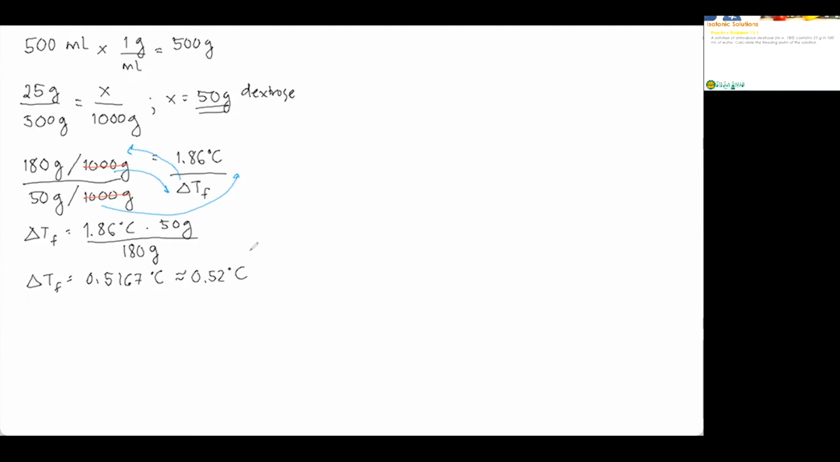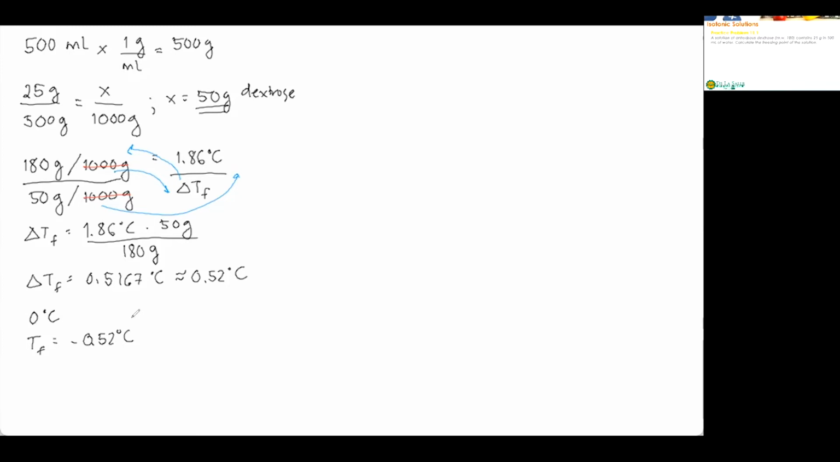Now, the freezing point of water is 0 degrees Celsius. Taking that into account, we can then determine that the freezing point of the solution of dextrose that contains 25 grams in 500 milliliters of water is equal to negative 0.52 degrees Celsius. Now, that is one way for us to determine the freezing point of the solution.